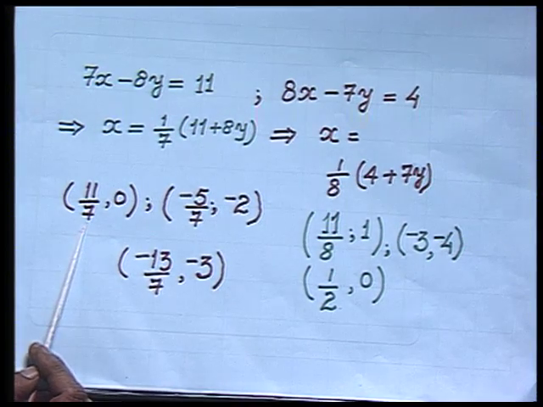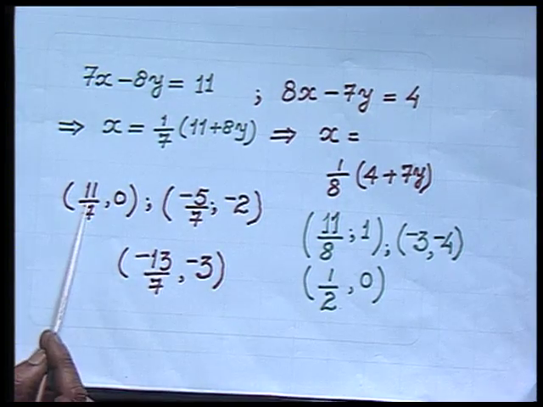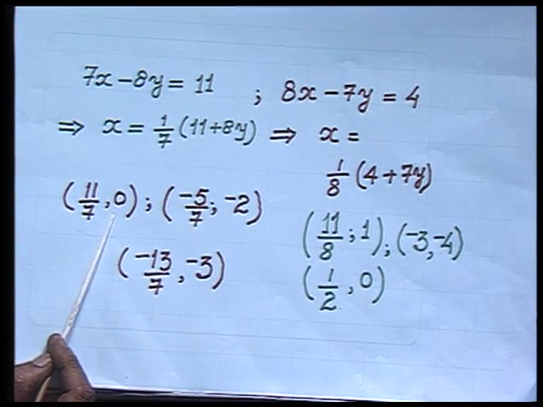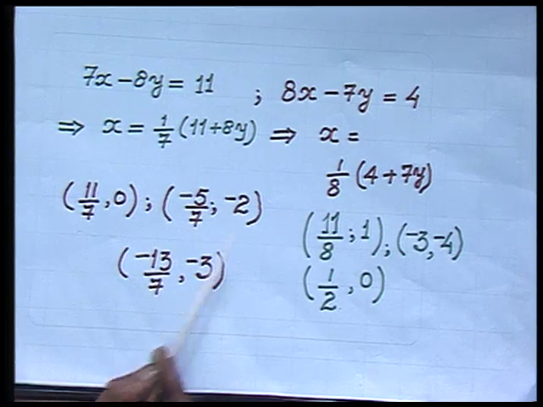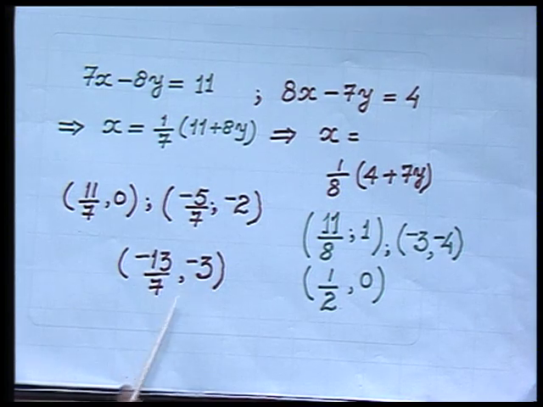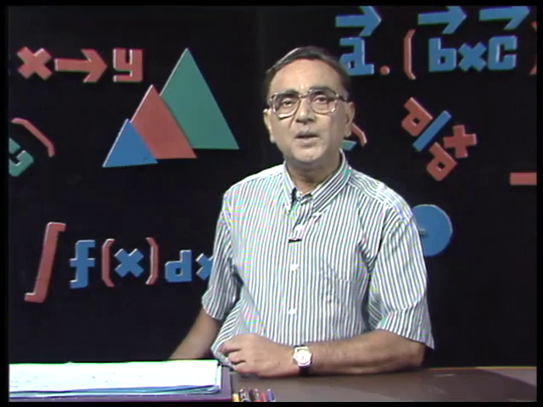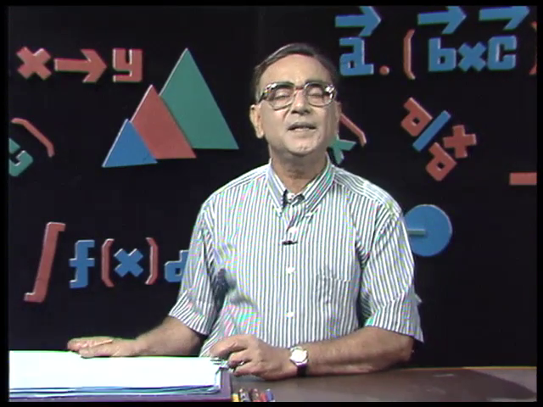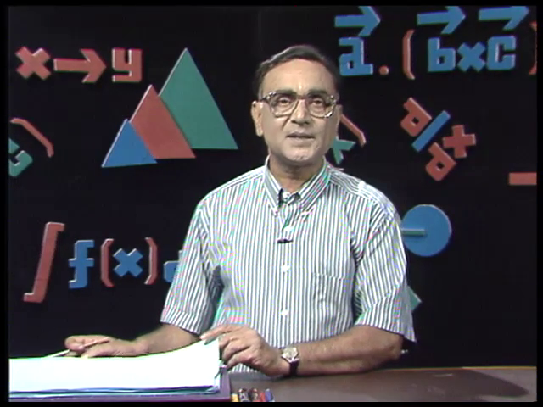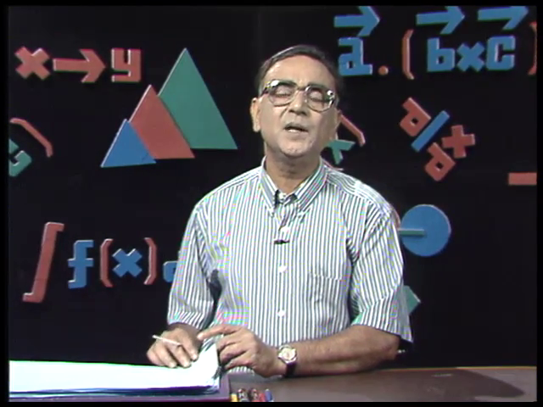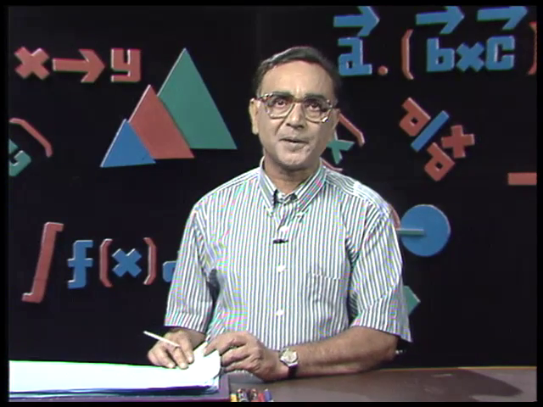It is practically very difficult to plot the point (11 over 7, 0) or of the type (minus 5 over 7, minus 2), (minus 13 over 7, minus 3). So that means there is a problem when we make the ordered pairs. Either it is too much time consuming, or if we get the ordered pairs in fractions, it becomes difficult to locate them onto the graph paper.